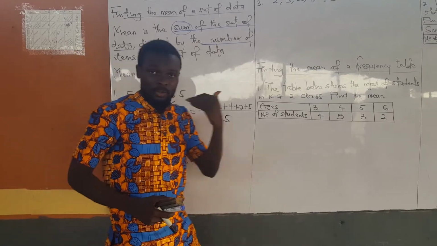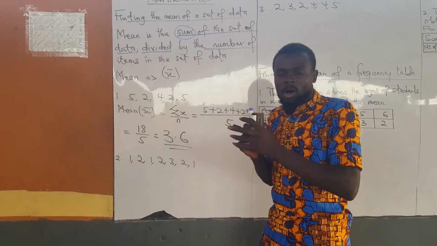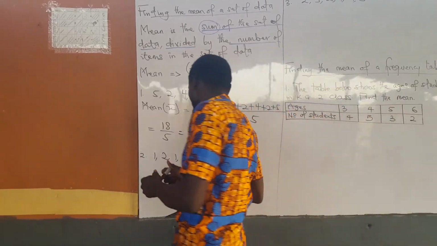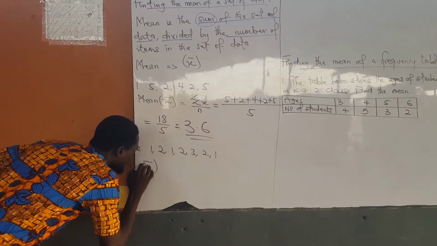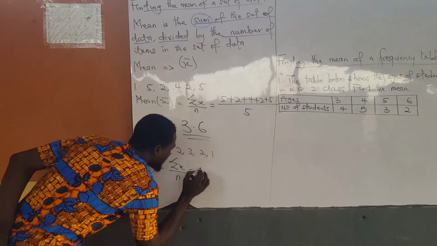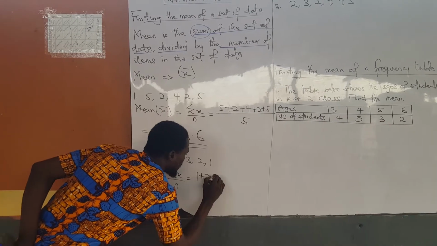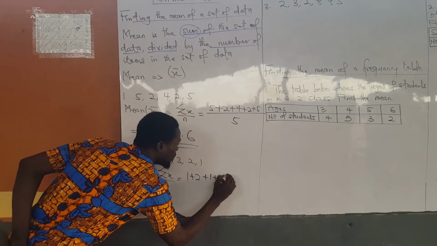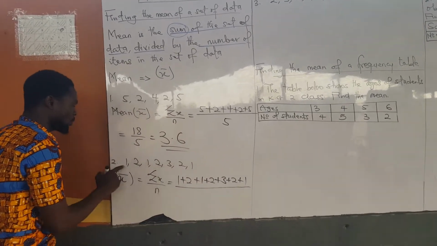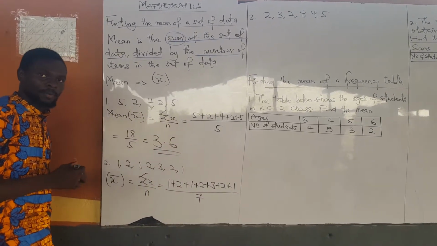Number 2, we have to find the mean of the set of data. And mean is the sum of the set of data divided by the number of items. So we are going to say that mean is equal to sigma x over n, and sigma x is the sum of the set of data. So 1 plus 2 plus 1 plus 2 plus 3 plus 2 plus 1, divided by n, which is 1, 2, 3, 4, 5, 6, 7, divided by 7.